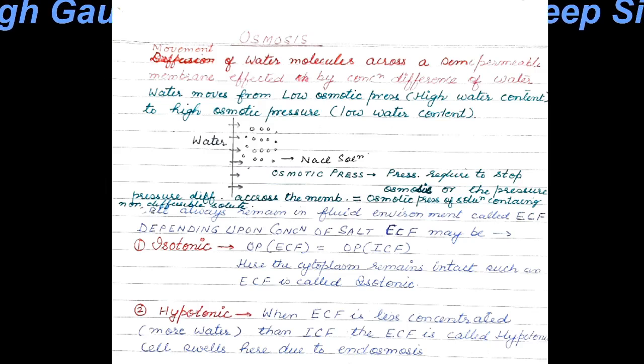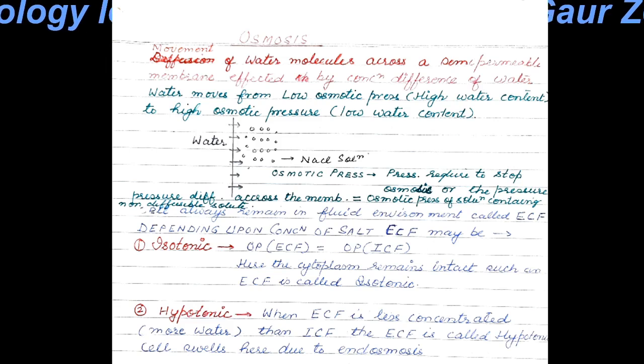Dear students, today we are going to study the movement of water and solutes across the plasma membrane. First of all, we'll take up osmosis, that is movement of water molecules across a semi-permeable membrane. This is effected by the concentration difference of water across the plasma membrane. The water molecules move from low osmotic pressure, that means high water content side, to the high osmotic pressure, that is low water content side.